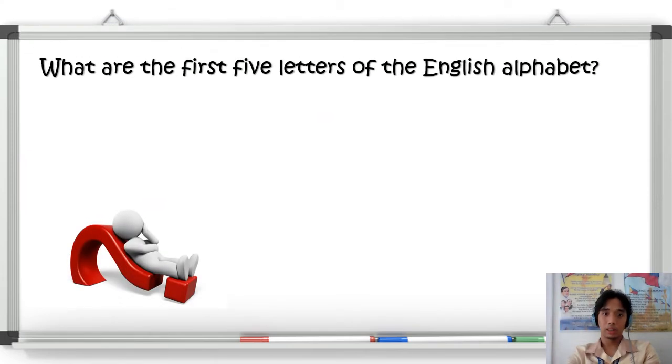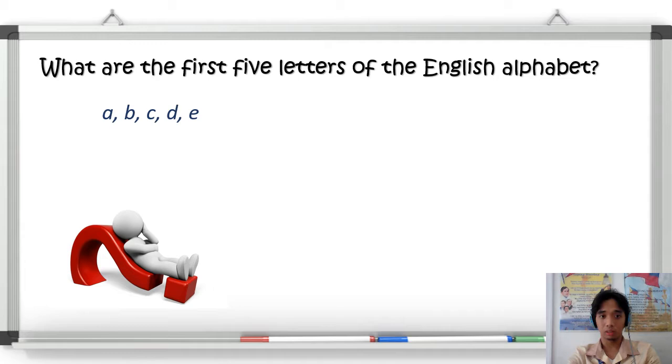Let's start by answering this question. What are the first five letters of the English alphabet? The answer is A, B, C, D, and E. And since the first five letters of the alphabet, which are A, B, C, D, and E, are well defined, we can consider this as a set. So this is a set.